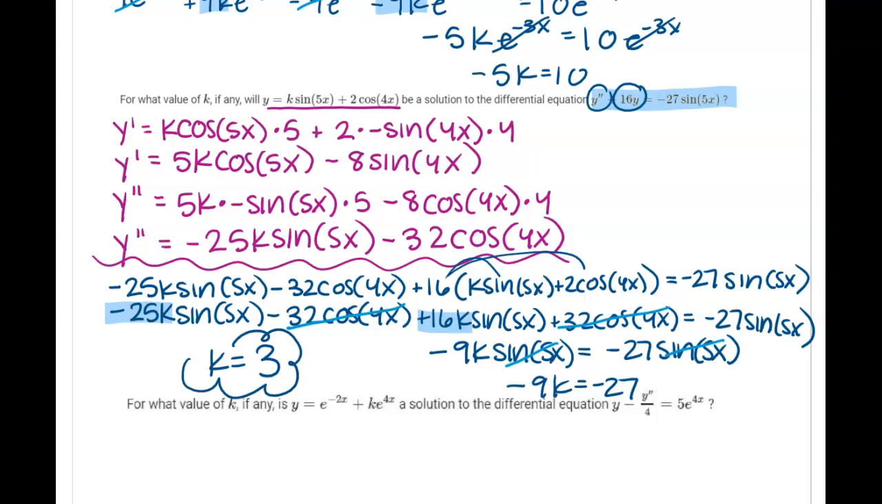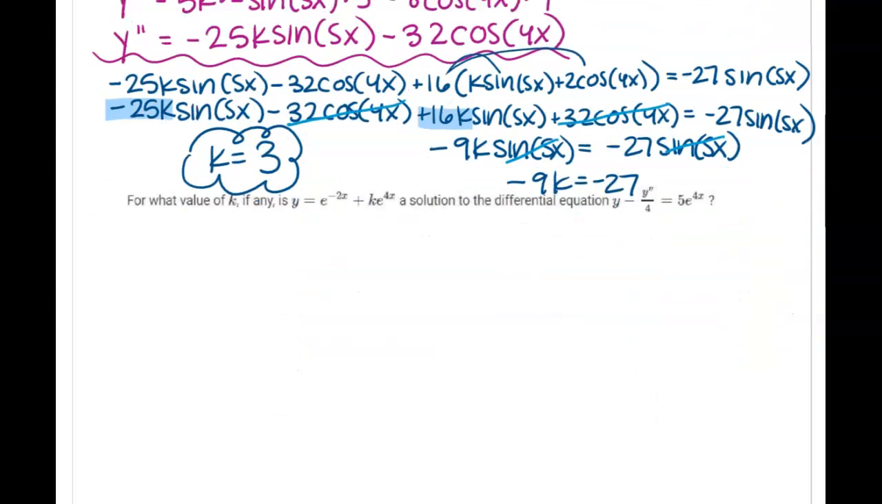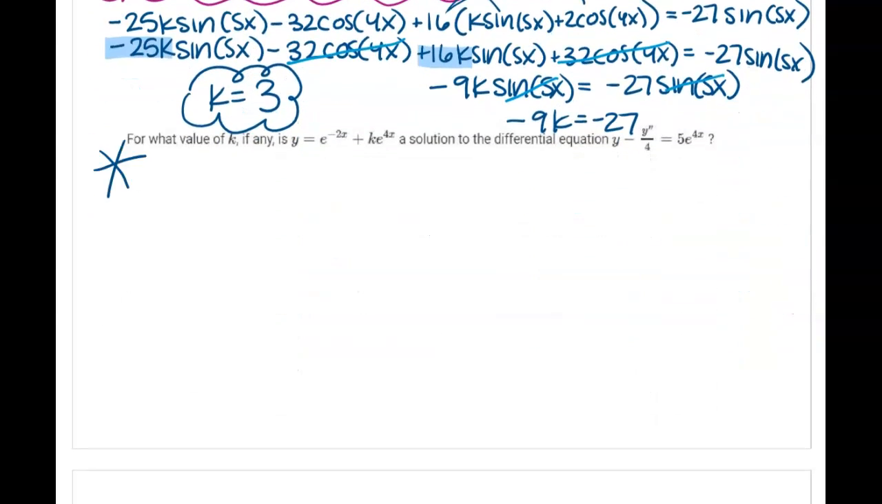And again, this is saying that in this equation, if k is 3, then y would be 3 sine of 5x plus 2 cosine of 4x. It's a solution to this differential equation. I want you to try this one on your own and check your answer in the key. It's comparable to the ones we've done above.